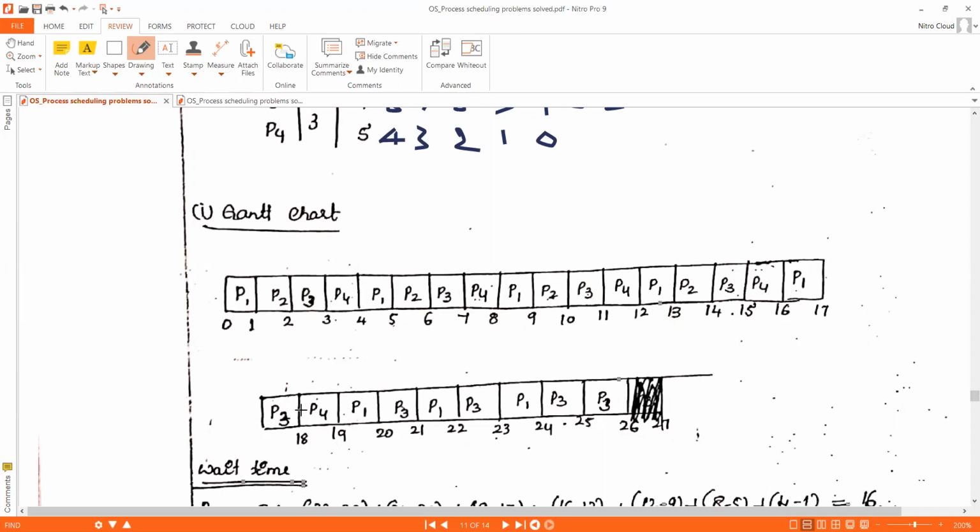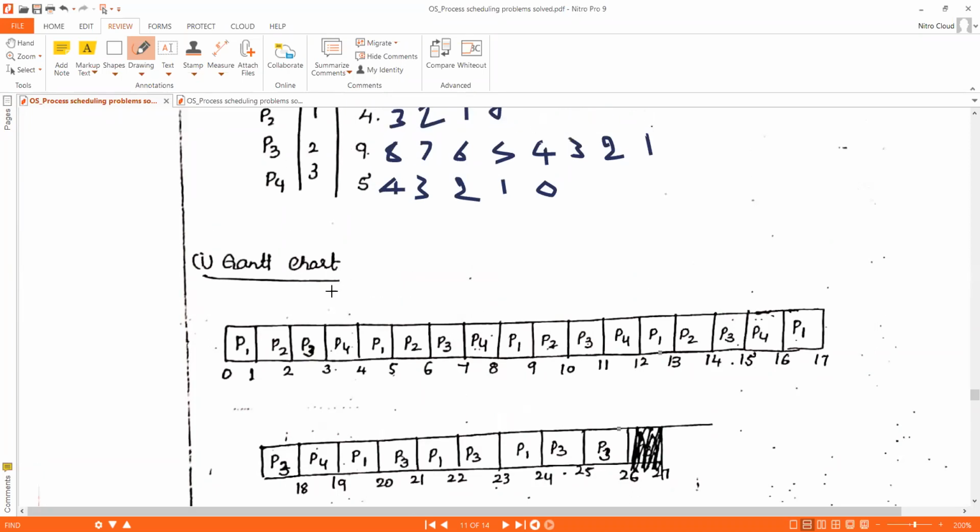Process 4 also completes its execution at simulation clock time 19 milliseconds. Then the CPU will be given to process 1, process 3, process 1, process 3, process 1 and process 3. Process 1 also completes its execution at clock time 24 milliseconds. Now we have 1 more millisecond, and only process 3 will get executed. That is, at 26 milliseconds, all the processes will complete their execution.